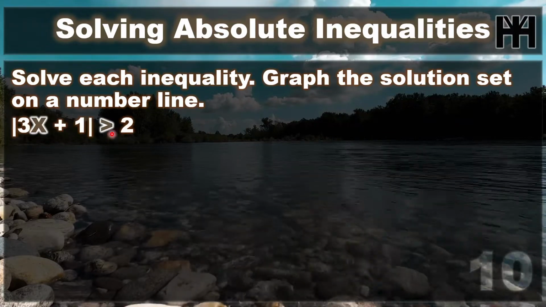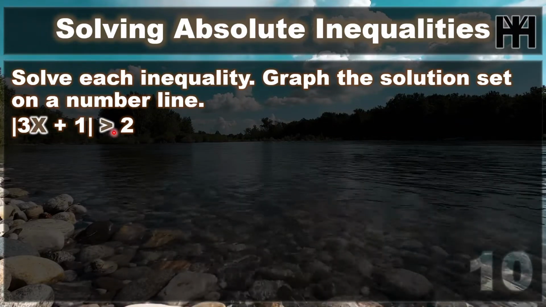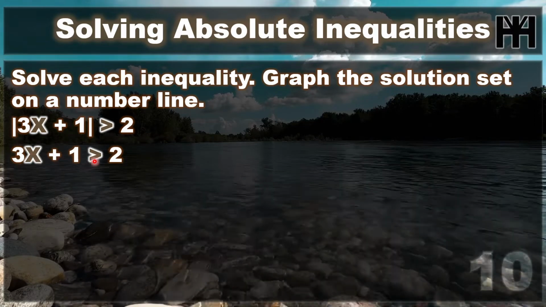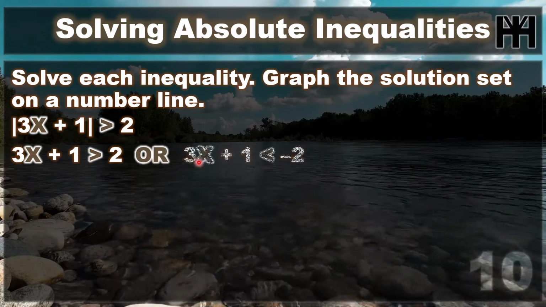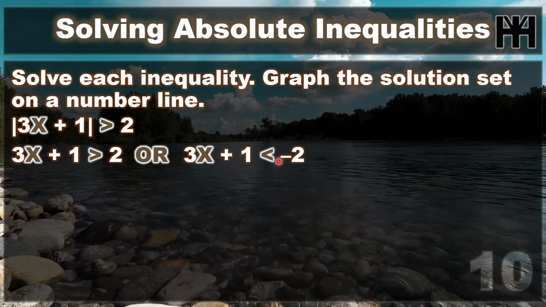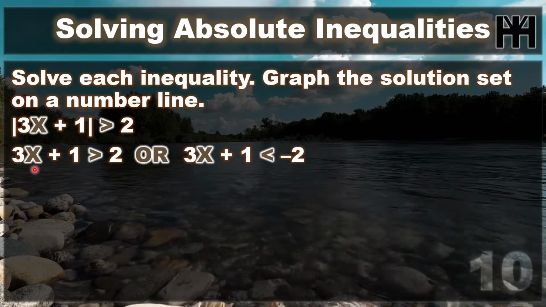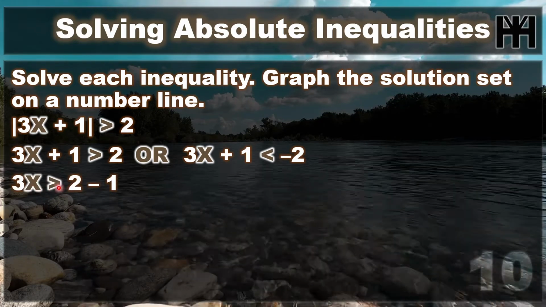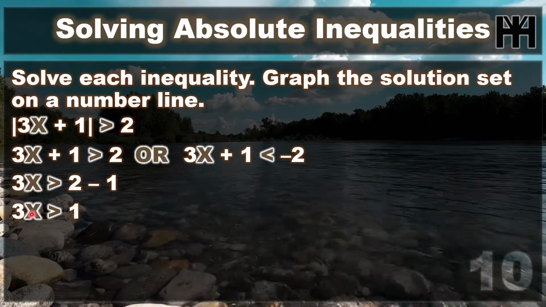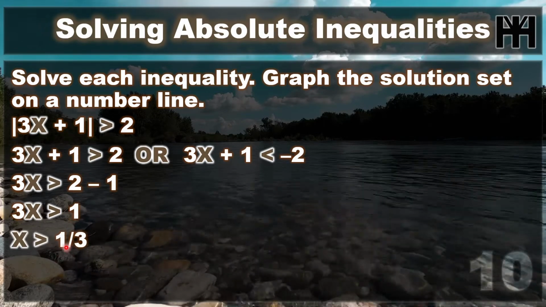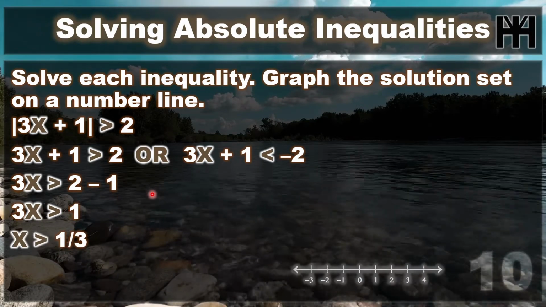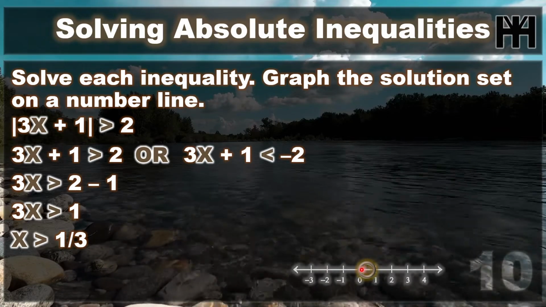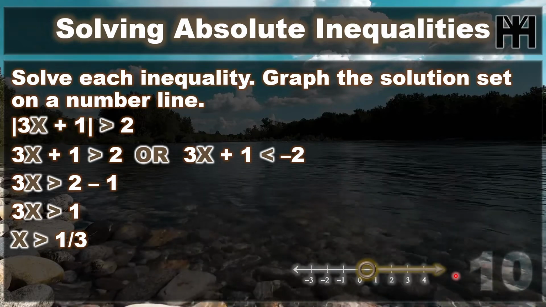So let's say here we have 3x plus 1 greater than 2, or 3x plus 1 smaller than negative 2. We will send the 1 to the other side. So 3x greater than 2 minus 1, so 3x greater than 1. Then x greater than 1 over 3. 1 over 3 is between the 0 and the 1, so it will be here, and it's greater than, so it will move to the right.